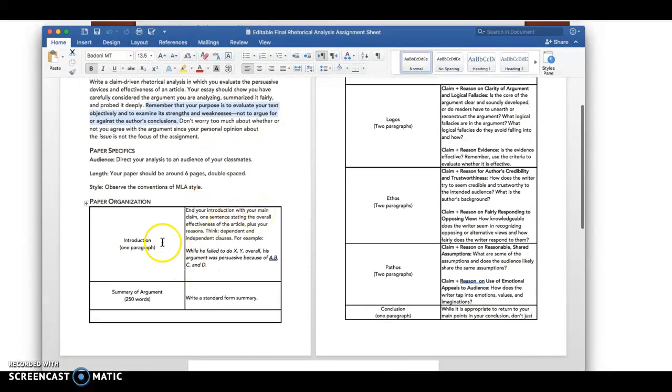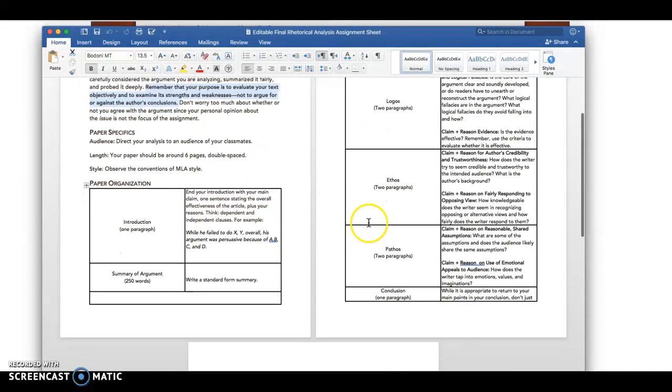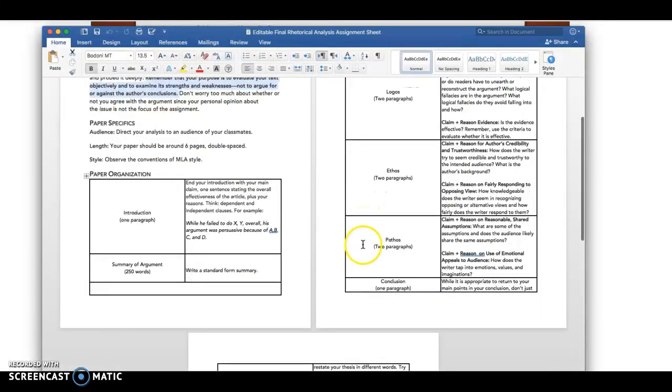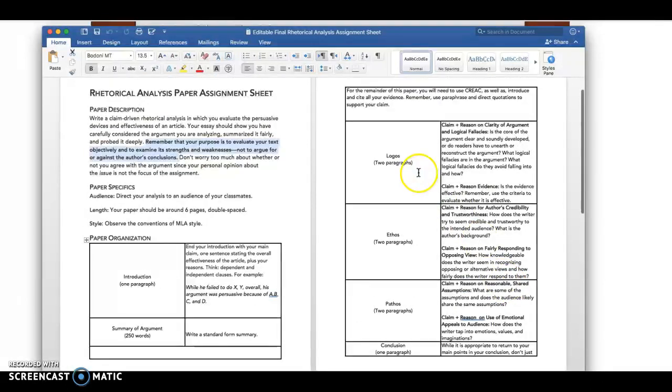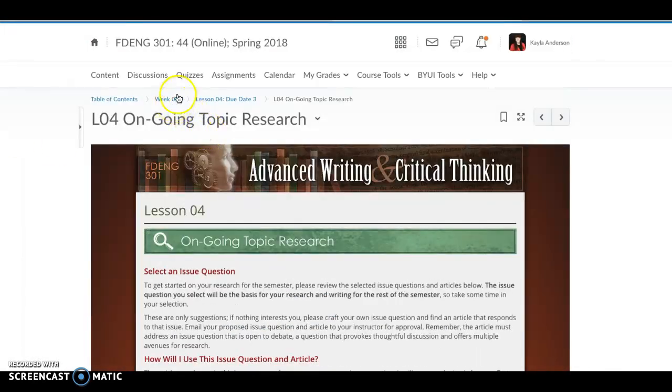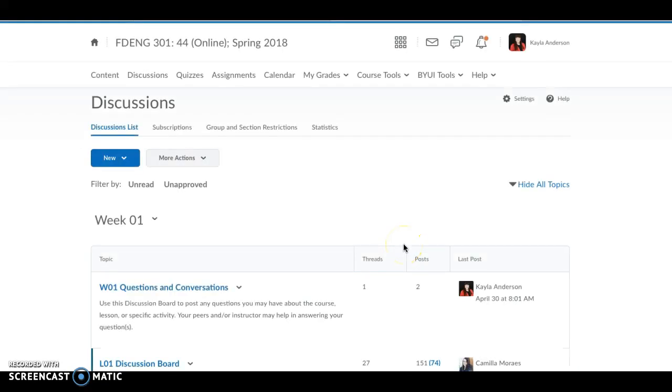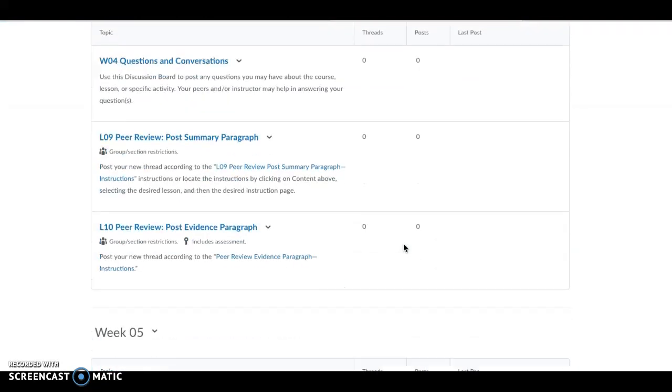Okay, so you can see here that the paper has been organized for you into how it should flow, right? You have your intro, your summary, which you're writing this week in Tuesday's lesson, and then 2 paragraphs on logos, ethos, and pathos. So this is a little bit confusing, but you're going to be writing these paragraphs in the next 2 weeks and getting peer reviews on them. So if I go to the discussion boards in the course, you'll see that the paragraphs, sorry, my internet's running a little slow today. Here we go. That the paragraphs are all going to get discussion boards and be on discussion boards.